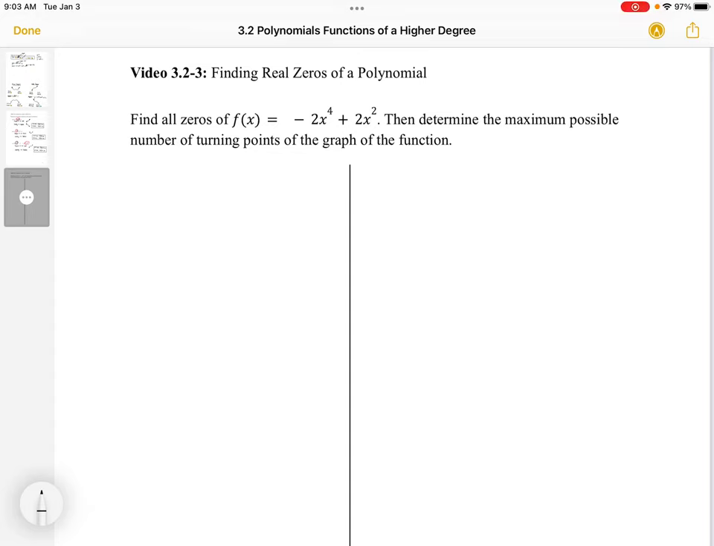In this video, we're going to be finding the real zeros of a polynomial. So we need to establish a couple of things before we do this problem. The first is that the number of real zeros, I'm just going to write the number of zeros, is at most equal to the degree of the polynomial.